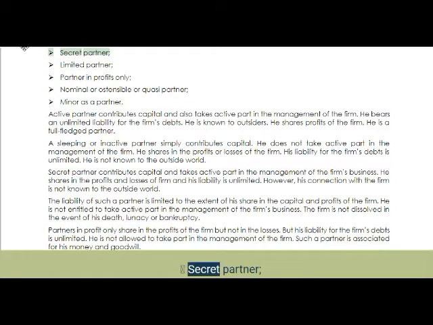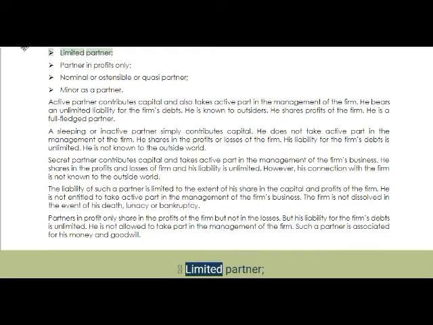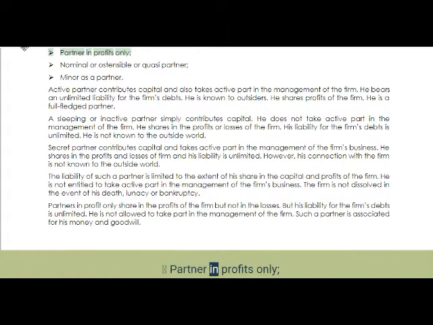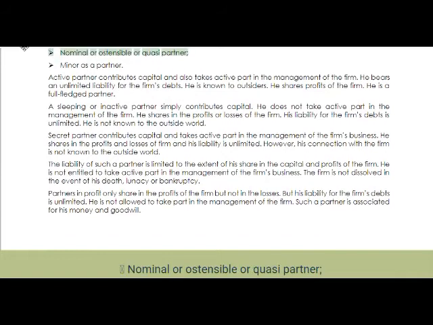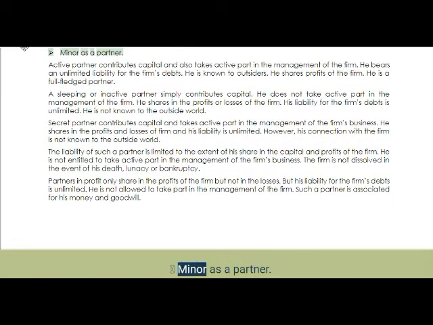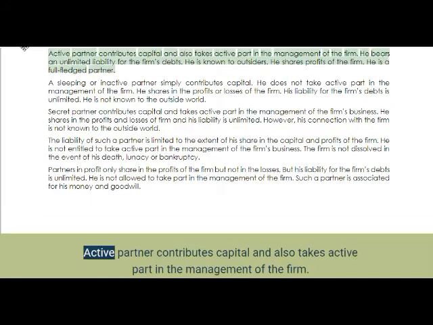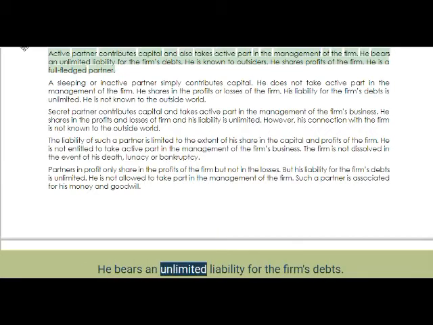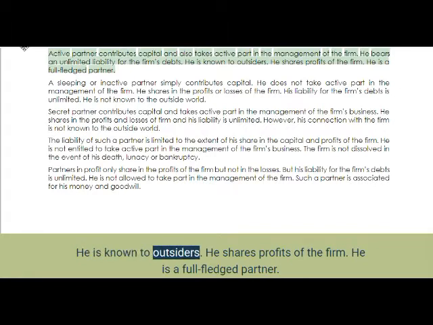The following are the various types of partners: working partner or active partner, sleeping or dormant partner, secret partner, limited partner, partner in profits only, nominal or ostensible or quasi-partner, minor as a partner. An active partner contributes capital and also takes active part in the management of the firm. He bears an unlimited liability for the firm's debts. He is known to outsiders. He shares profits of the firm.